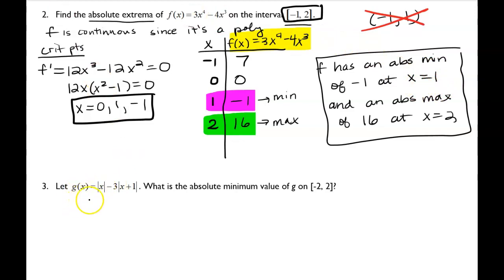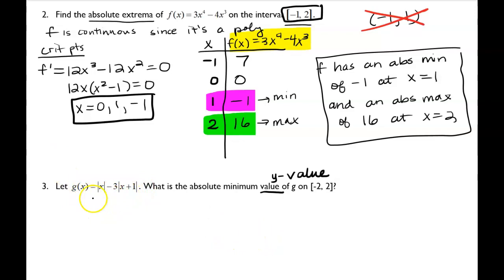In number 3, we have g of x equals absolute value of x minus 3 times absolute value of x plus 1. It asks me for the absolute minimum value of g on -2, 2. So again, when it says value like that, that does mean y value.